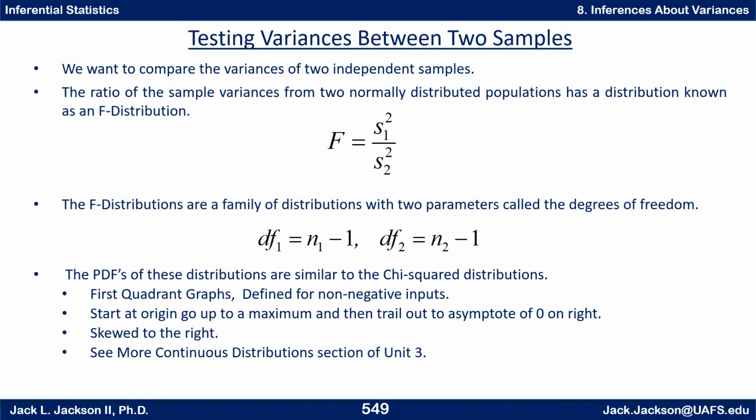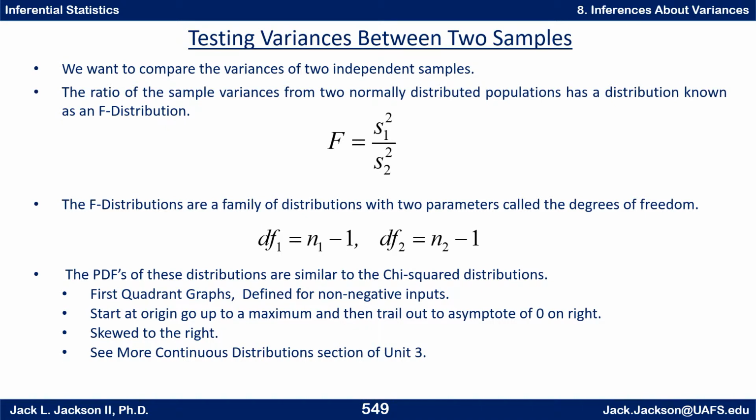So just to remind you very quickly, this test statistic that we're looking at now is S1 squared over S2 squared, where S1 is the standard deviation of sample 1, and S2 is the standard deviation of sample 2. For this to work, both populations have to be normally distributed, and we can compute this F statistic.